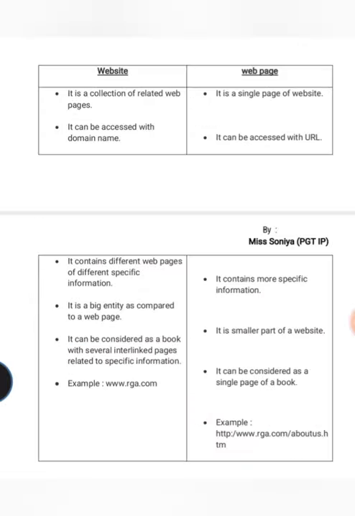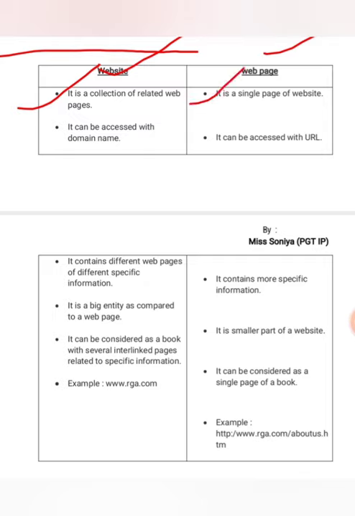Now our next topic is the difference between a website and a web page. As you can see, there are two columns. The first one is website and the second one is web page. A website, as you have already learned, is a collection of related web pages, whereas a web page, on the other hand, is a single page of that website. The second point is that a website can be accessed by the domain name and a web page is accessed by URL.